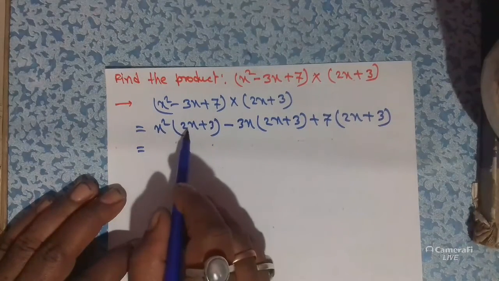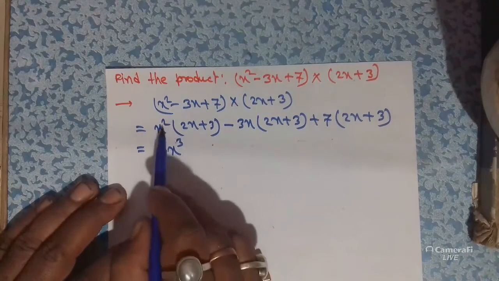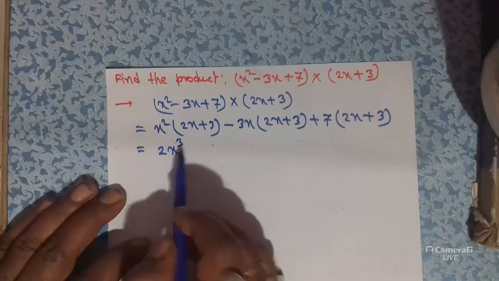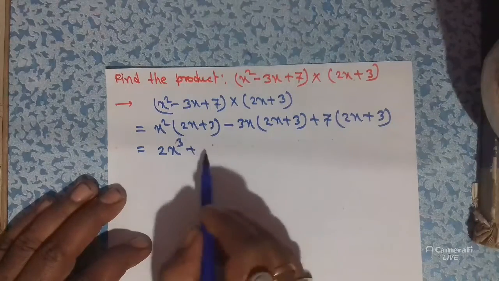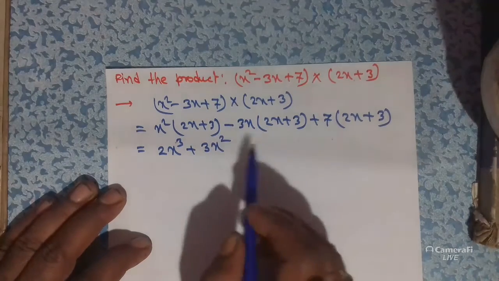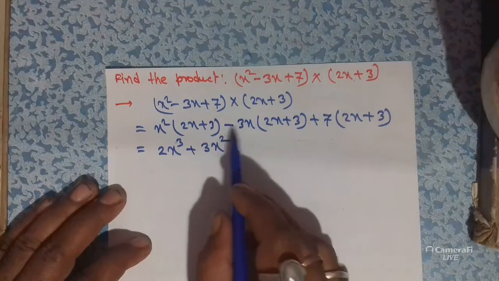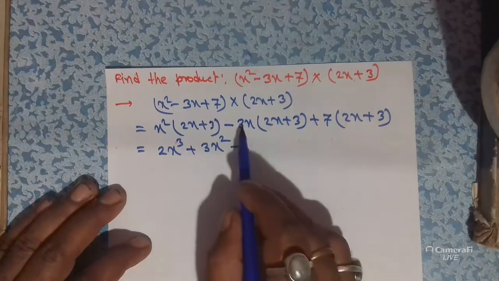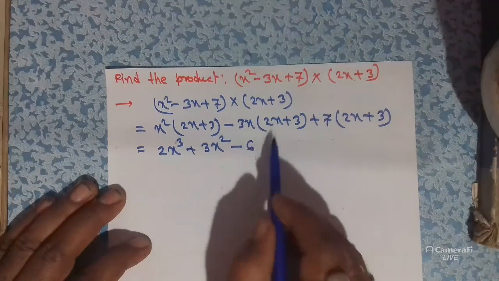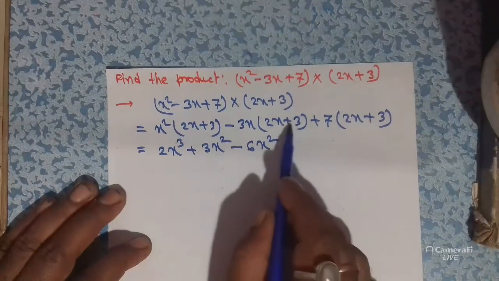So x square multiplied 2x is 2x cube, because x square multiply x is x cube, plus 3 multiply x square is 3x square. Again it is negative sign, so minus, and it is plus 2x. So minus multiply plus is minus, and 3 multiply 2 is 6, and x multiply x is x square. Again it is minus 3 and it is plus 3.